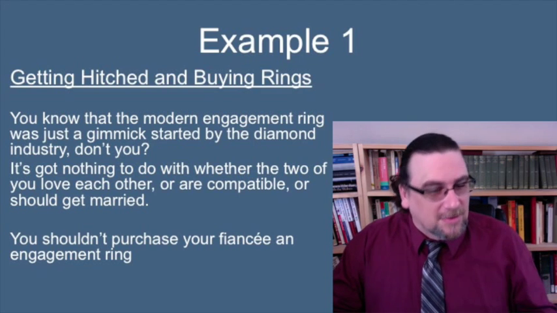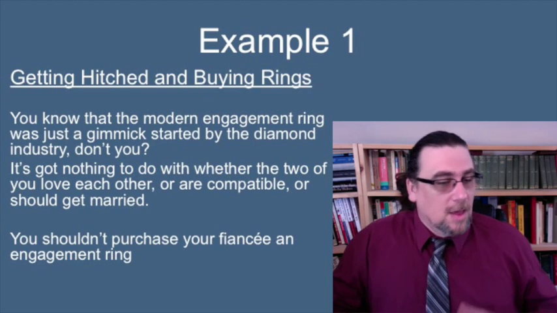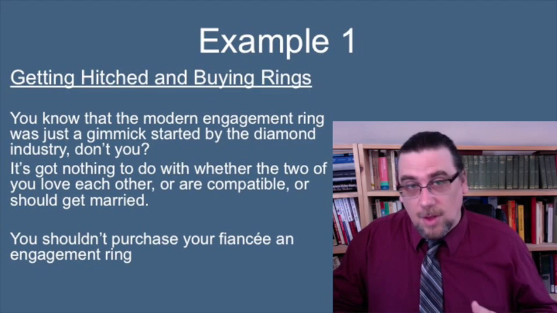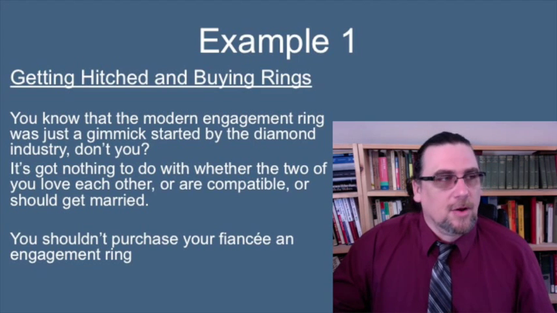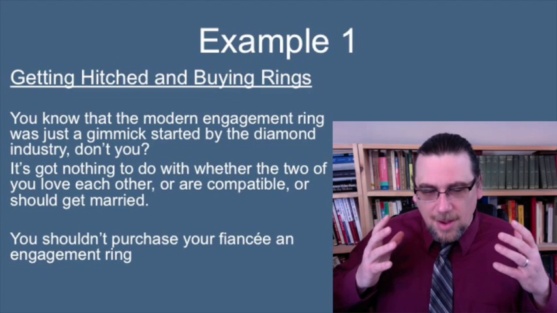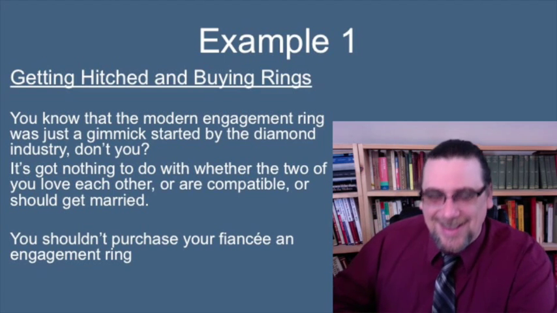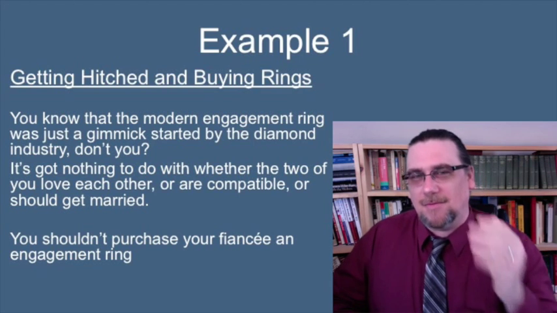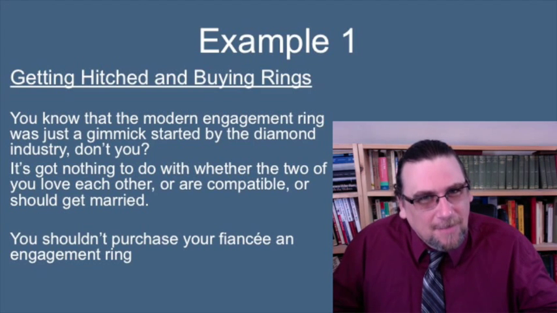So here's something somebody might say. You know that the modern engagement ring was just a gimmick started by the diamond industry, don't you? It's got nothing to do with whether the two of you love each other or are compatible or should get married. And so you shouldn't purchase your fiancé an engagement ring. Now, it may be the case that, back in the 20s or 30s, a diamond producer says, we gotta do something about this flat market and get people to buy these rings. Does that really mean that an engagement ring is not a symbol of love or commitment for us today? Are we back in 1930?